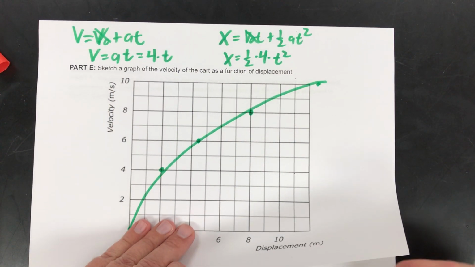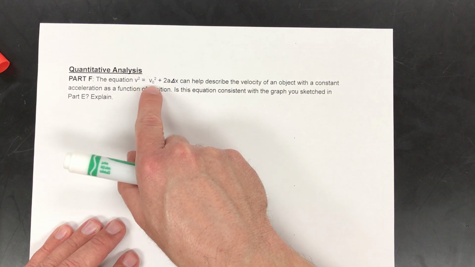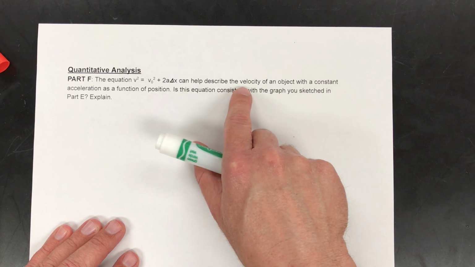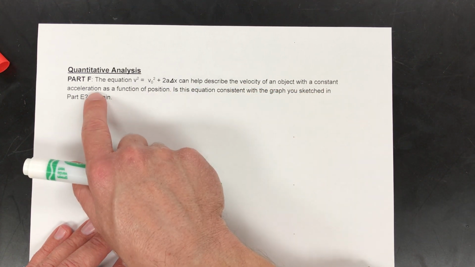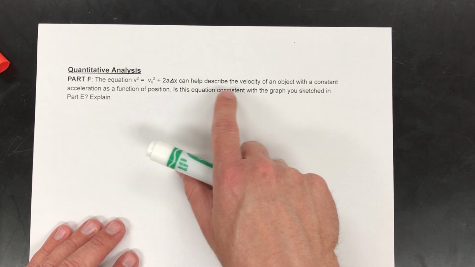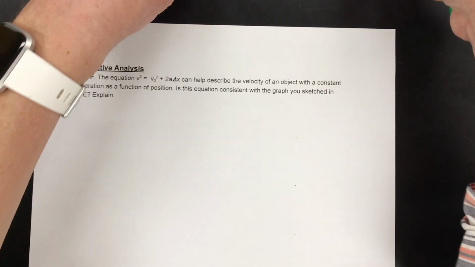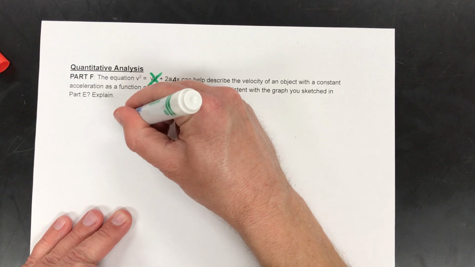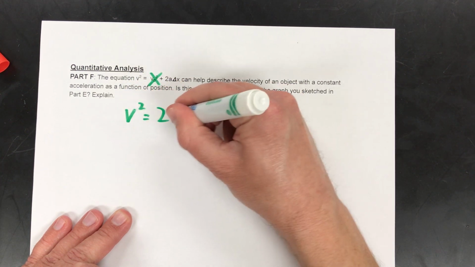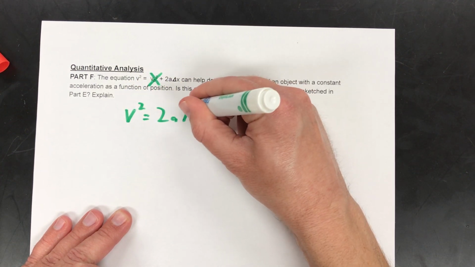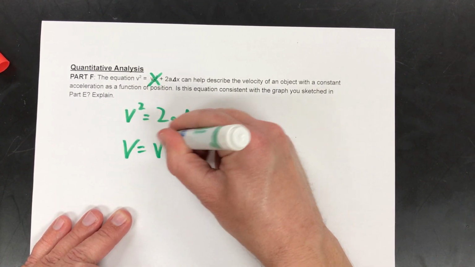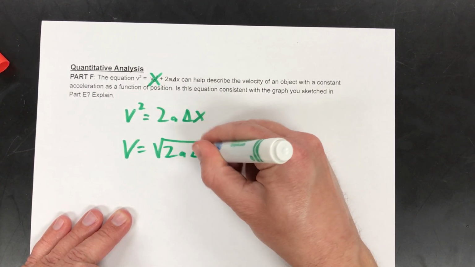And then the last part of this question says the equation v squared equals v0 squared plus 2a delta x, what we called the fifth equation, can help describe the velocity of an object with a constant acceleration as a function of position. Is this equation consistent with your graph? Well, let's look at this. Again, no initial velocity there, so v squared is equal to 2a delta x. Well, let's solve for v. v is equal to the square root of 2a delta x.